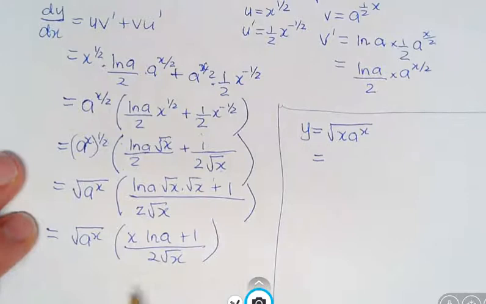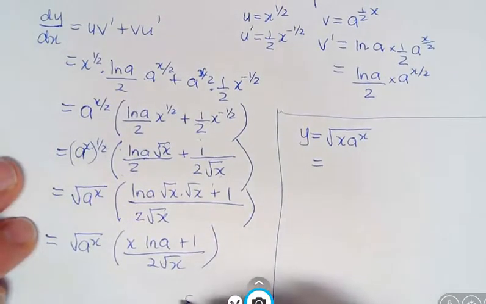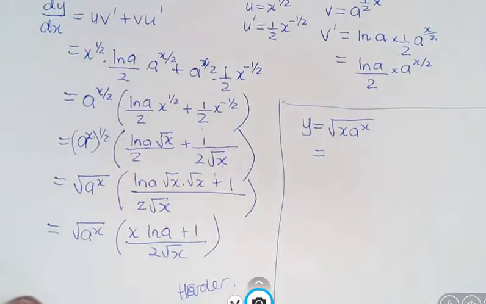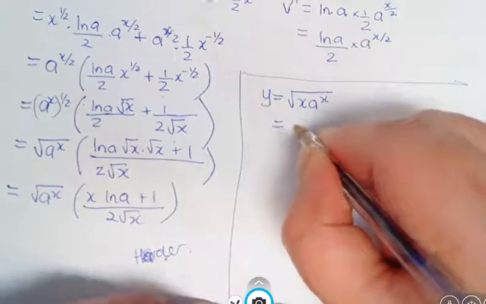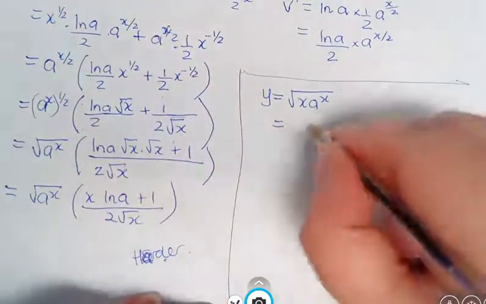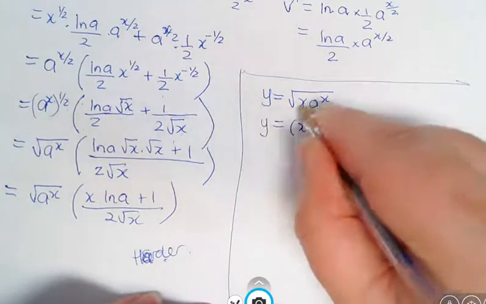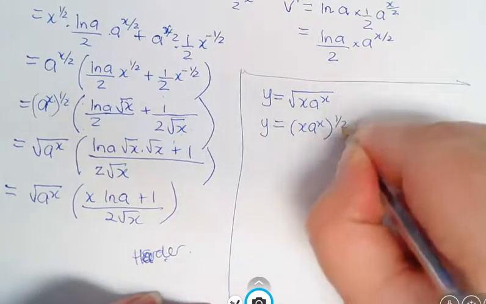Look, I know this is tricky, but this would be harder. You know, probably more suited towards the very end of a paper, or even for extension. Okay. Probably another way to do this that might be a little bit easier would be to write this as y equals x a to the x all to the power of a half.